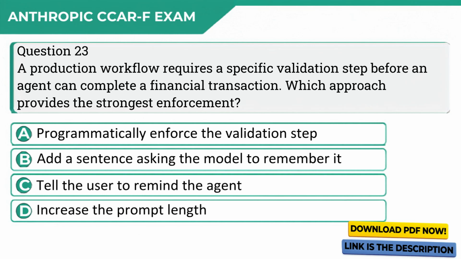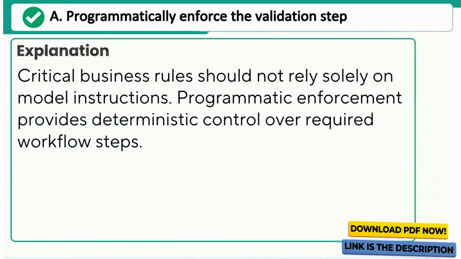A. Programmatically enforce the validation step. B. Add a sentence asking the model to remember it. C. Tell the user to remind the agent. D. Increase the prompt length. Correct answer, A. Programmatically enforce the validation step. Explanation. Critical business rules should not rely solely on model instructions. Programmatic enforcement provides deterministic control over required workflow steps.